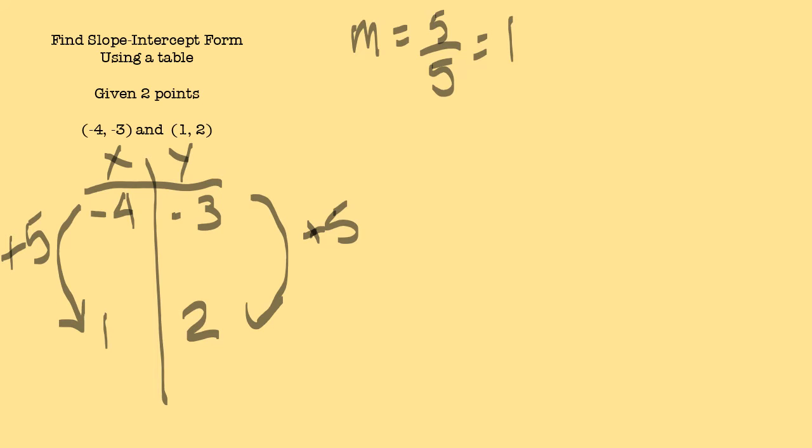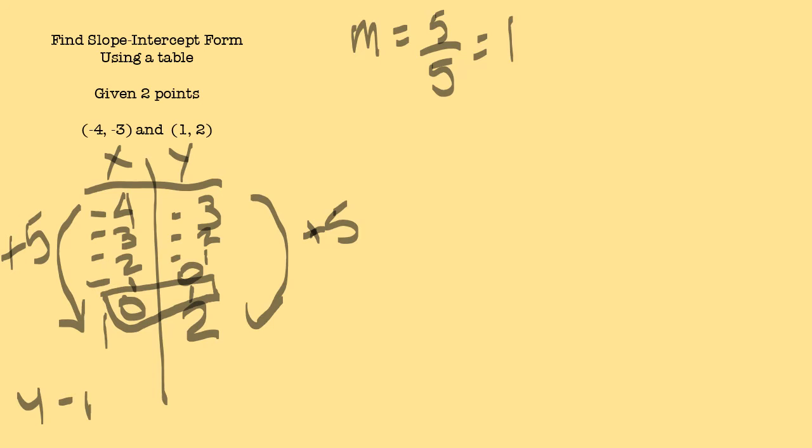So we could basically go -3, -2, -1, and 0. Just going down by 1, and then this would be -2, -1, 0, and then this one would be 1 right here. So when my x is equal to 0, my y-intercept is whatever y is equal to.